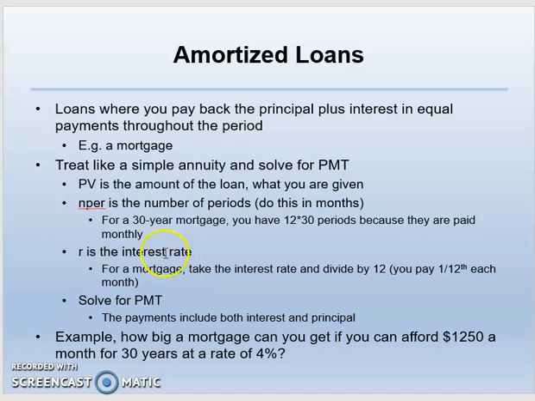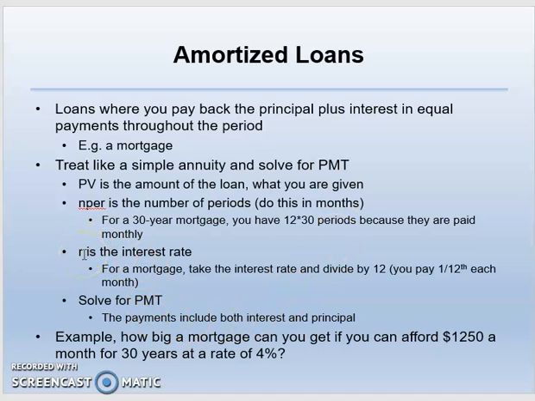So the present value is the amount of the loan. It's the amount you're going to get. The number of periods is the time that you have to pay it back. Normally, these loans have monthly payments, so we're going to do it in months. However many years the loan is for, we multiply that by 12 to get the number of periods.